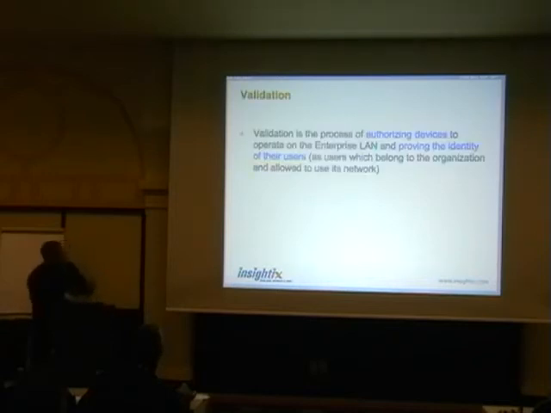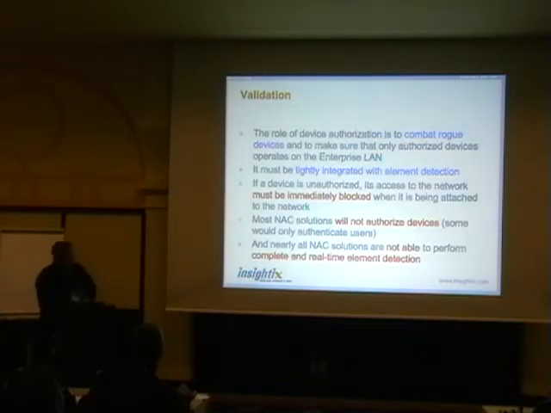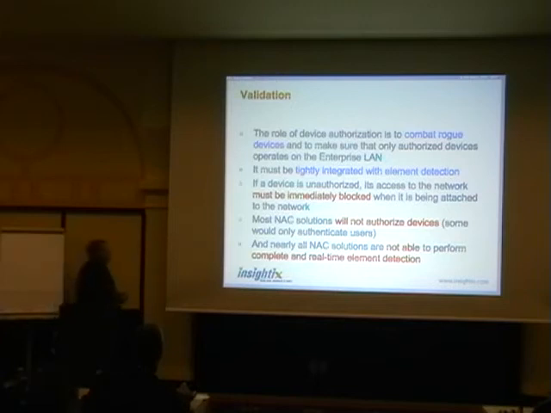Validation is the process of authorizing devices to operate on the LAN by identifying the identity of the devices and of the users. The idea here is that we wish to combat rogue devices. This is again tied with the element detection features. And at the end of the day, this shows us why we must immediately block any rogue element that tries to connect to our network.